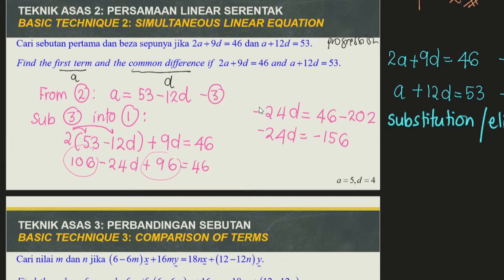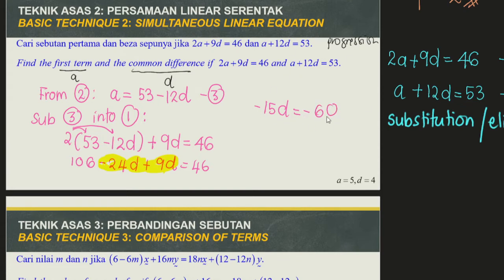Oh, hold on, I think I made a mistake here. This is actually 9D, right? Sorry, this is 9D. So that means the 106 I just have to move to the back. So this one and this one I can just add together. There was no need to add the other thing. So negative 24 plus 9, I will get negative 15D. So 46 minus 106, I get negative 60.